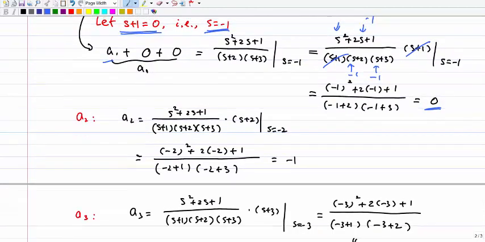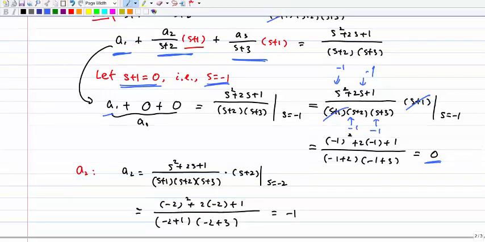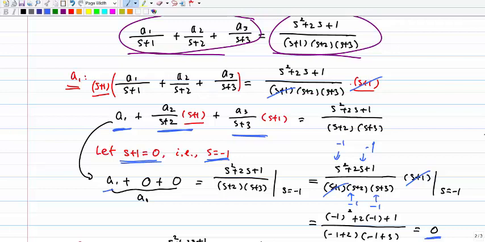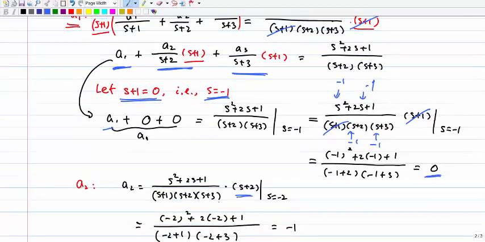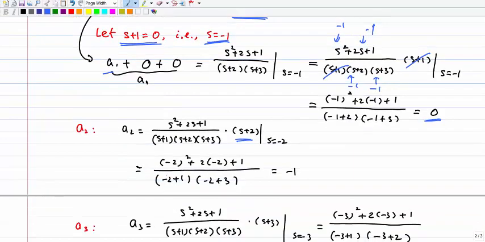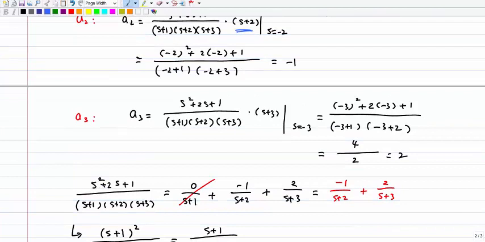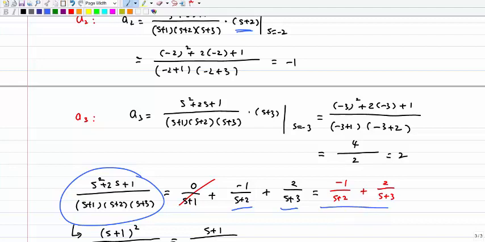For a2, the trick is, I just multiply both sides. It's the same as multiplying the right side, the original one, by s plus 2. And then you evaluate at s equal to negative 2. Then you do the computation, and you get negative 1. Similarly for a3, you do the same thing, and you get a3 is 2. So which means I have s plus 2. This here is given by 0 divided by s plus 1, negative 1 divided by s plus 2, and 2 divided by s plus 3. This is eventually how you can decompose this complex form.